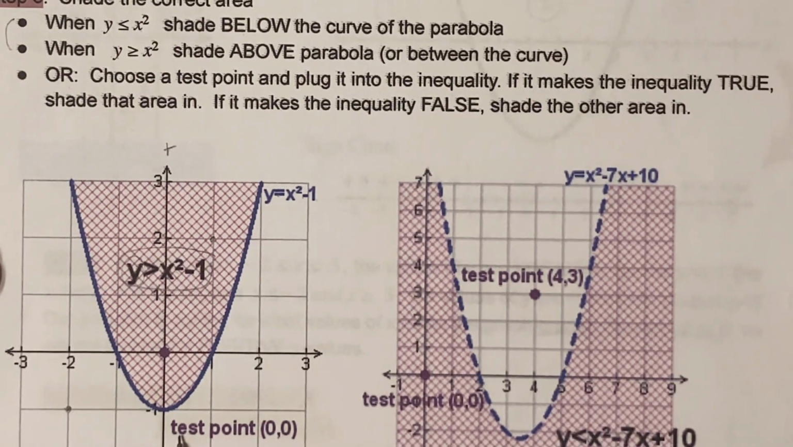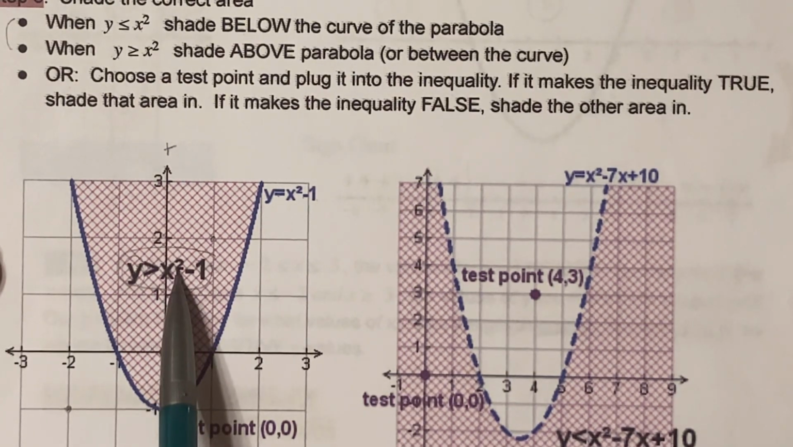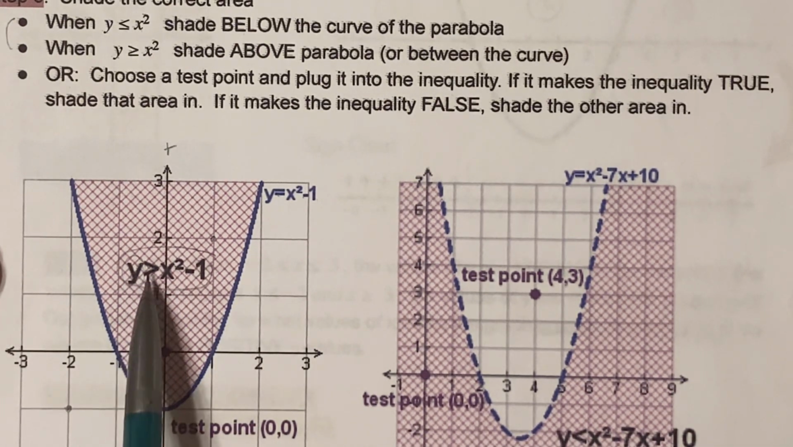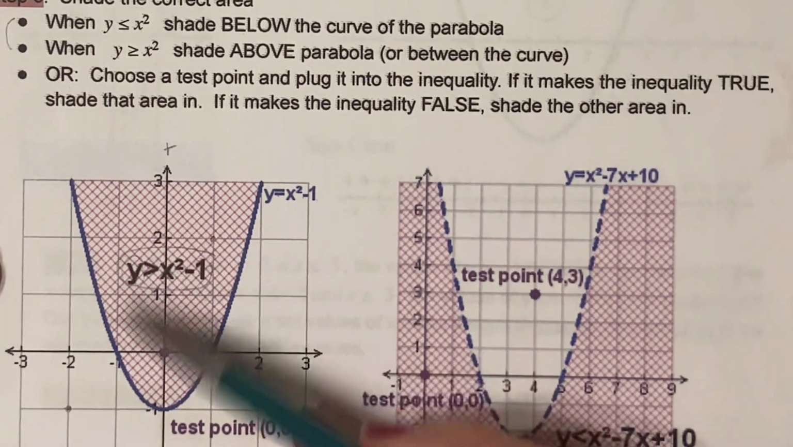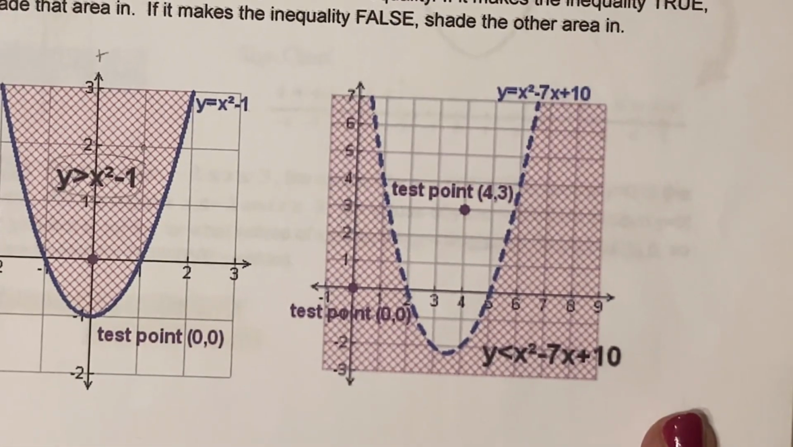Okay. If you don't remember whether to shade above or below, pick a test point. 0, 0 is a great test point. Let's plug 0, 0 in. 0 squared minus 1 is negative 1. Is 0 bigger than negative 1? Yes, it is. So because my test point lies in here and it makes the statement true, I would shade all of that in.